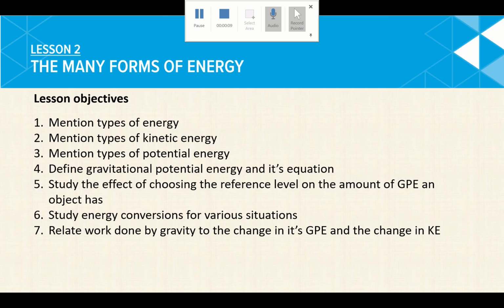The first objective is to mention types of energy, and then mention types of kinetic energy, mention types of potential energy, and define gravitational potential energy and its equation, as well as study the effect of choosing the reference level on the amount of GPE an object has.